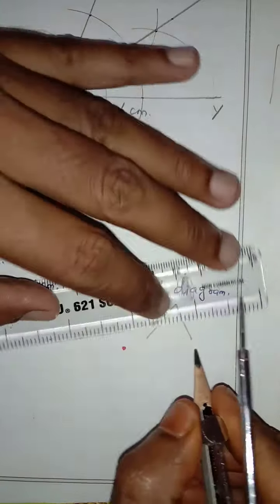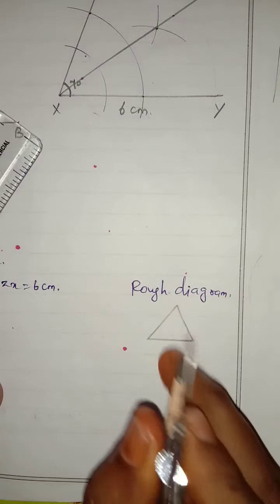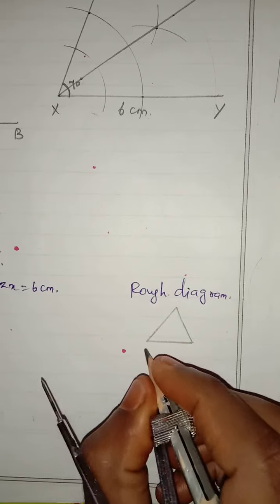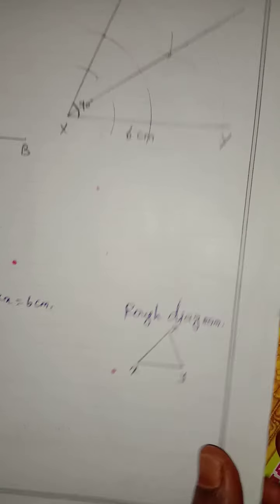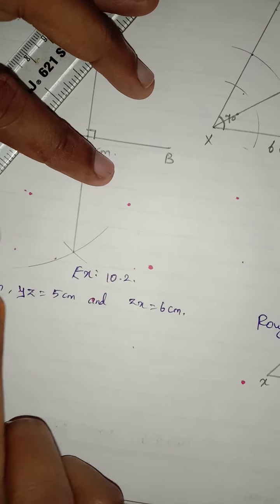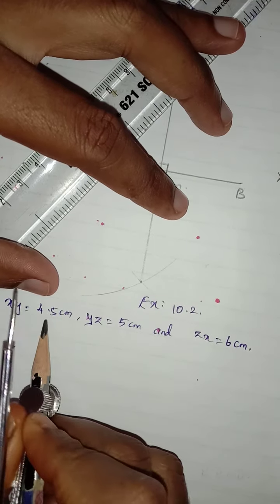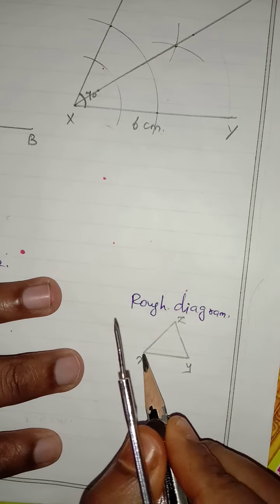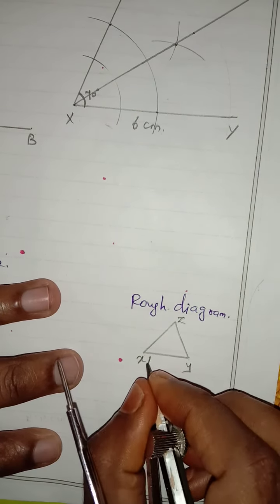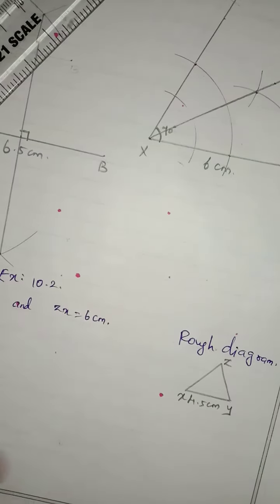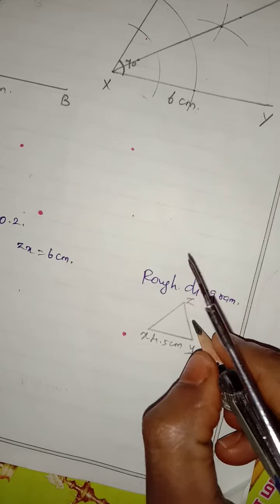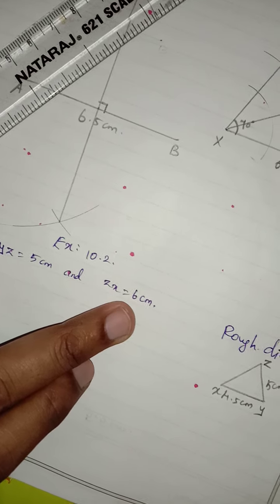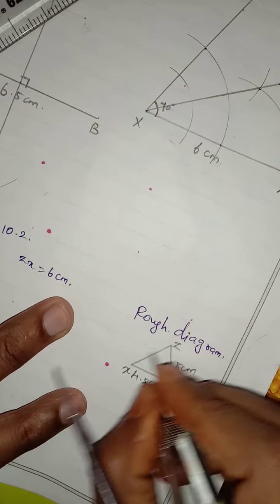So they ask us to draw a triangle. So we have drawn one triangle. The name is given as X, Y, Z. And in this, write all these values. XY is 4.5 centimeter. So the line segment XY is 4.5 centimeter and YZ is 5 centimeter. So YZ is here. Last one, ZX or XZ, is 6 centimeter.